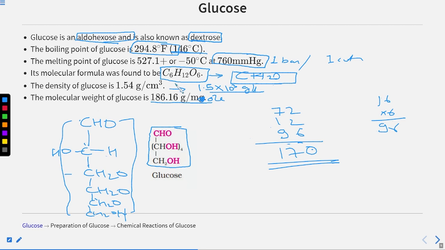Then after that, it has a very sharp boiling point and a melting point of minus 50 degrees Celsius at 760 mmHg. That would be 1 atm or 1 bar, I would say. Then it has a molecular formula of C6H12O6. This will be 180, final. This is the final one, 180 gram per mole. It has a density of 1.54 gram per centimeter cube, or 1.5 into 10 to the power 3 gram per liter. Clear? And this is the first connectivity structure. We have not defined the position of the H and OH. This is not the accurate projection of the glucose.